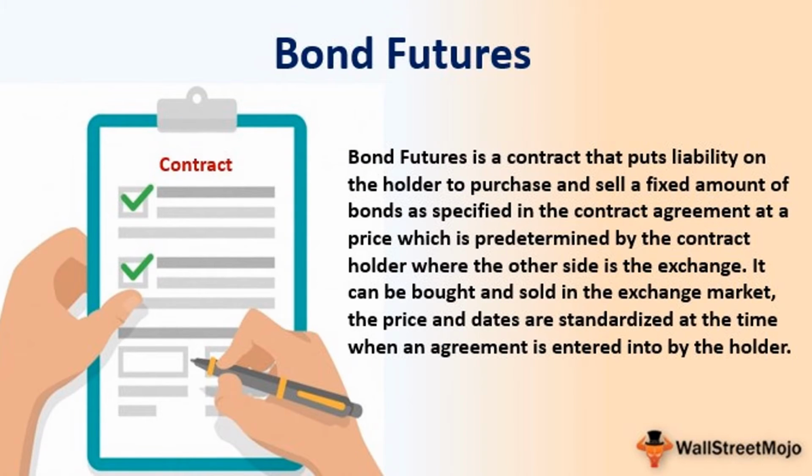A bond futures contract is a predetermined contract where the buyer or the seller agrees to buy or sell something at a predetermined time and a predetermined price in the future. The asset is usually a commodity or a financial instrument.